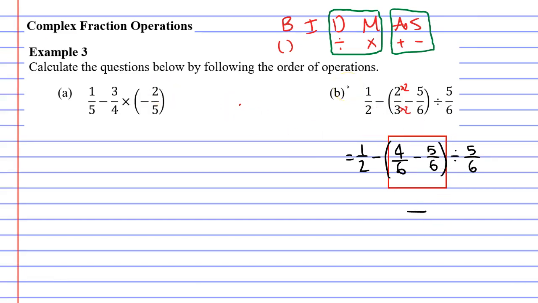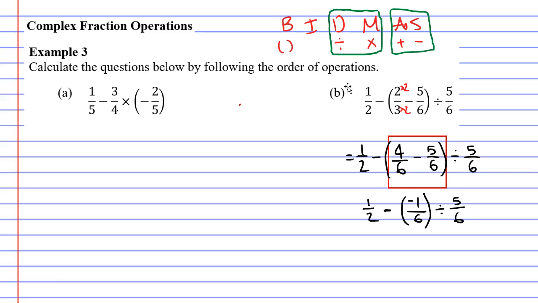The denominator is going to stay the same. It's going to stay as 6, and when I look at the numerators, 4 minus 5 gives me negative 1. So I've now got a single fraction. I'm going to put it in brackets just because it's a negative fraction, and I'm going to carry down all the parts that I didn't use, all the parts outside the red rectangle, like so.